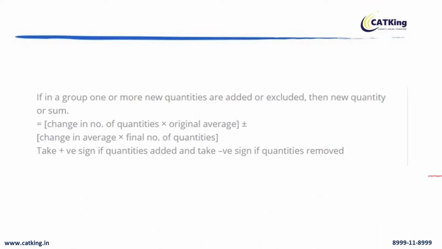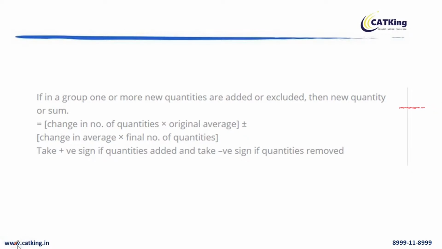So this concept is basically like a formula. What this concept states is, if in a group one or more new quantities are added or taken away, excluded, then the new quantity is equal to what? So let's say there are 10 objects, and 6 or 7 new objects are added to that. So there's a formula given for the weight of these 6 or 7 new objects. What is the formula? The formula is change in the number of quantities into the original average plus or minus change in the average into final number of quantities.